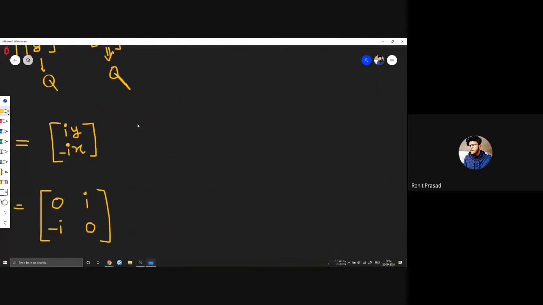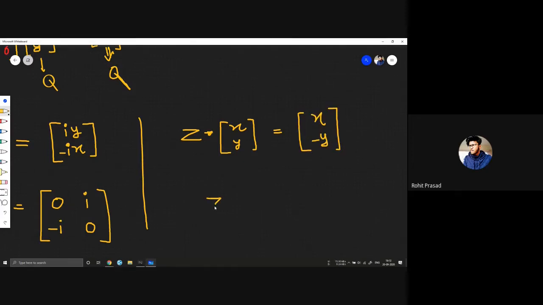So let's see the Z one also. What does Z do to x and y? It makes one state go from 1 to -1, right? So it will be x and minus y. So what's the matrix for this Z? 1 0, 0 -1, right?